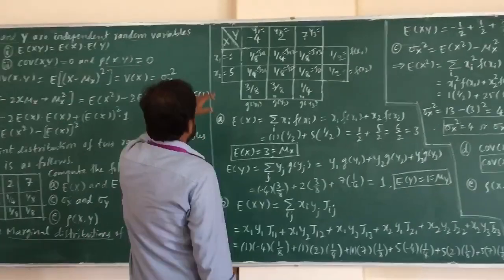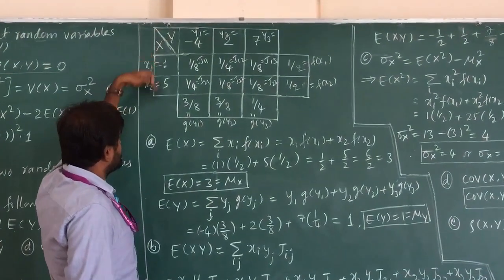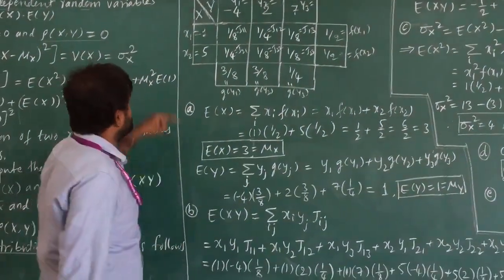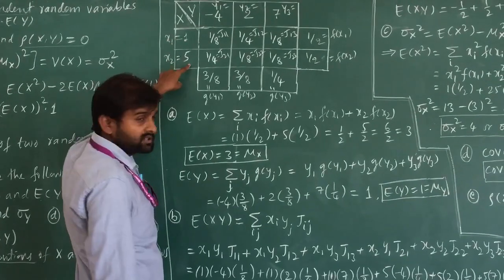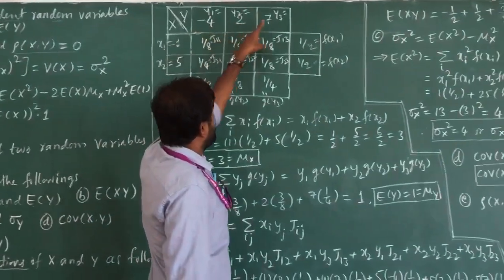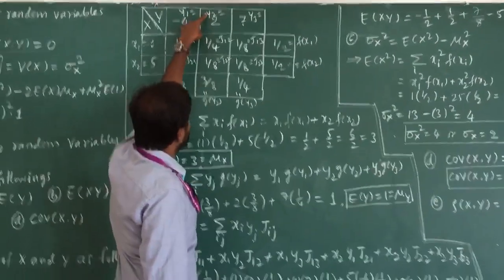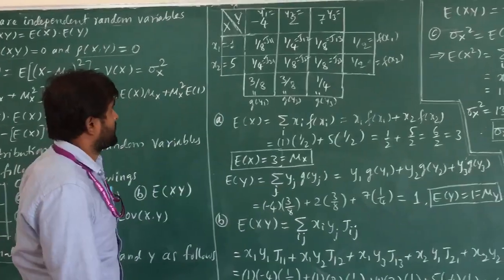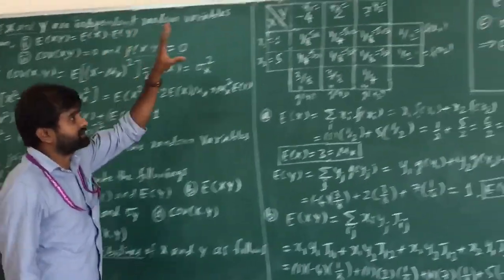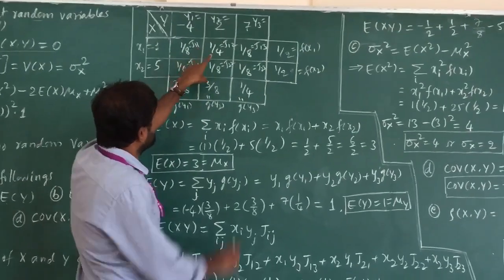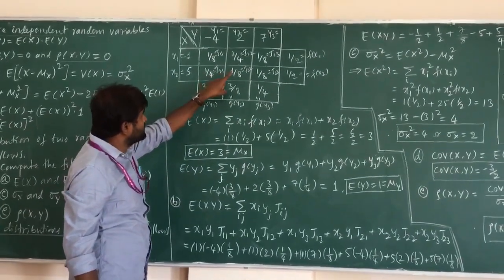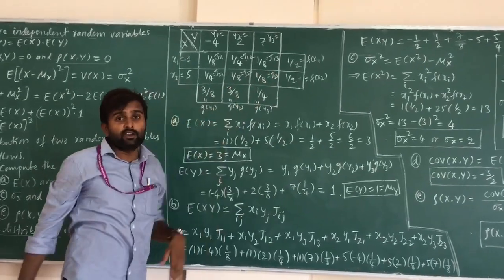Here we have random variables x and y. The column is random variable x and the row is random variable y. I denote x1 is 1, x2 is 5. Similarly, for random variable y, minus 4 is y1, 2 is y2, 7 is y3. Then the table entries: 1 by 8 is j11, 1 by 4 is j12, 1 by 8 is j13, 1 by 4 is j21, 1 by 8 is j22, and 1 by 8 is j23.